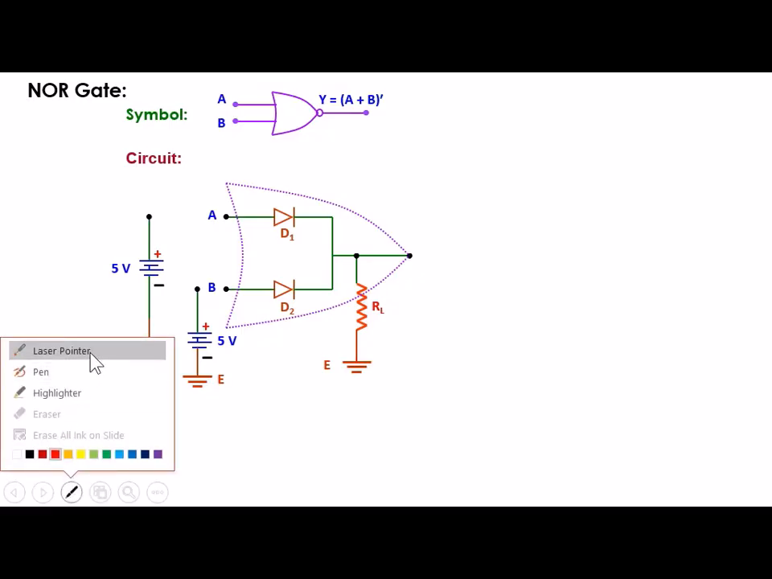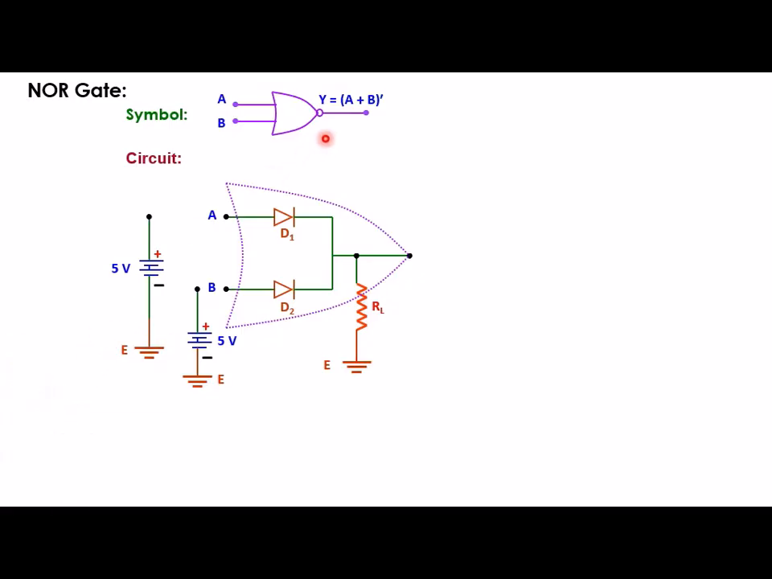So this is the symbol of the NOR gate, where a NOT gate, which is represented by this small circle, is followed by an OR gate. This is the OR gate, and the entire circuit is called a NOR gate. This is the symbol for the NOR gate.